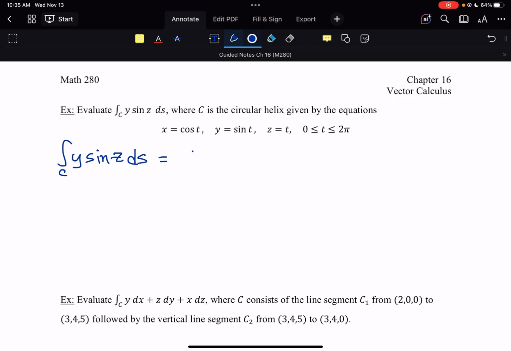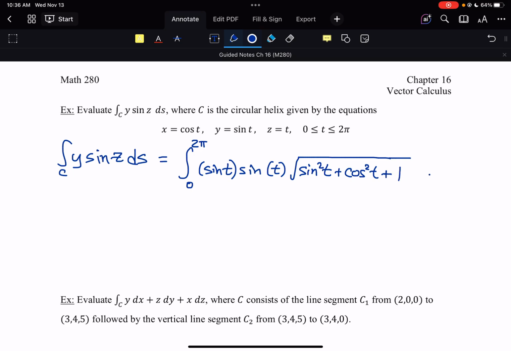we can just substitute in. So t goes from 0 to 2 pi. Y is sine of t. Sine of z is just t. So sine of t times sine of t times the square root of the derivative of x, which is negative sine squared, is just sine squared, plus the derivative of y, which is cosine squared, plus the derivative of z, which is 1 squared, is just 1, dt, like that.